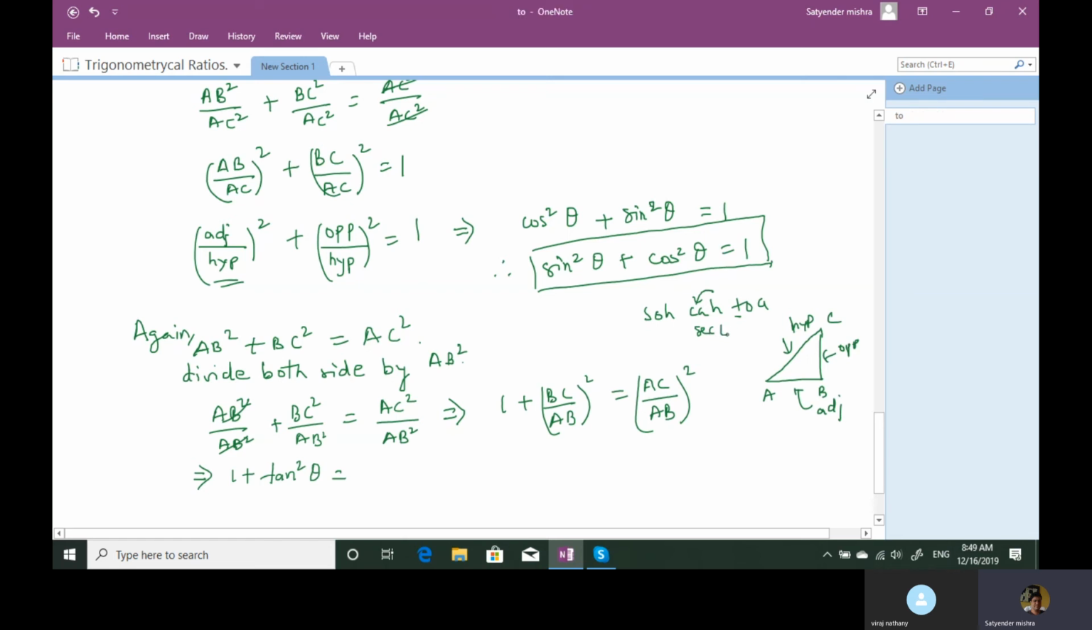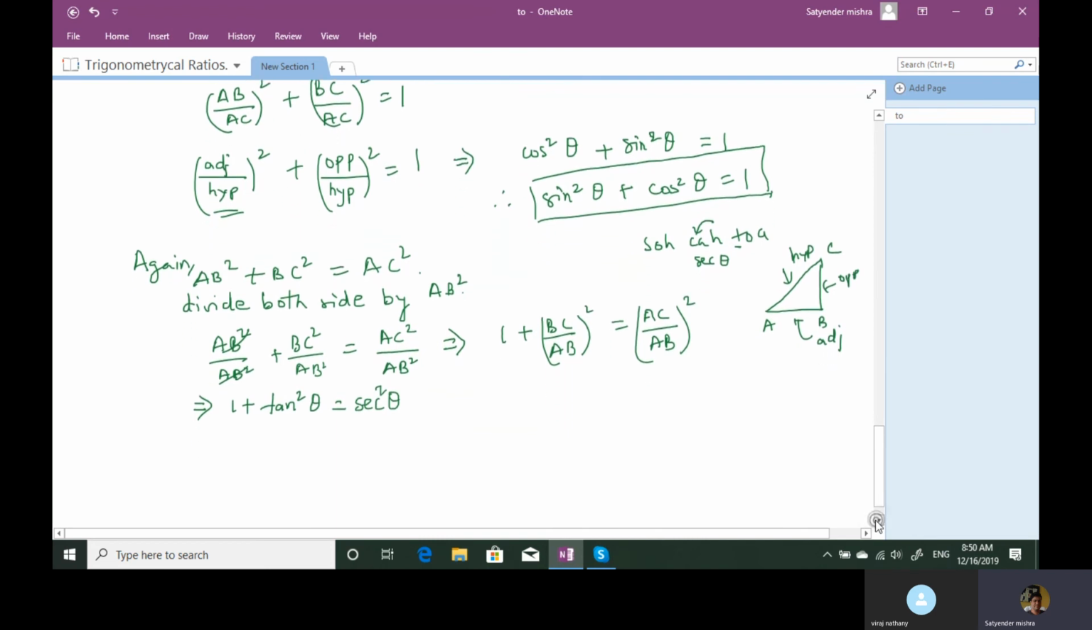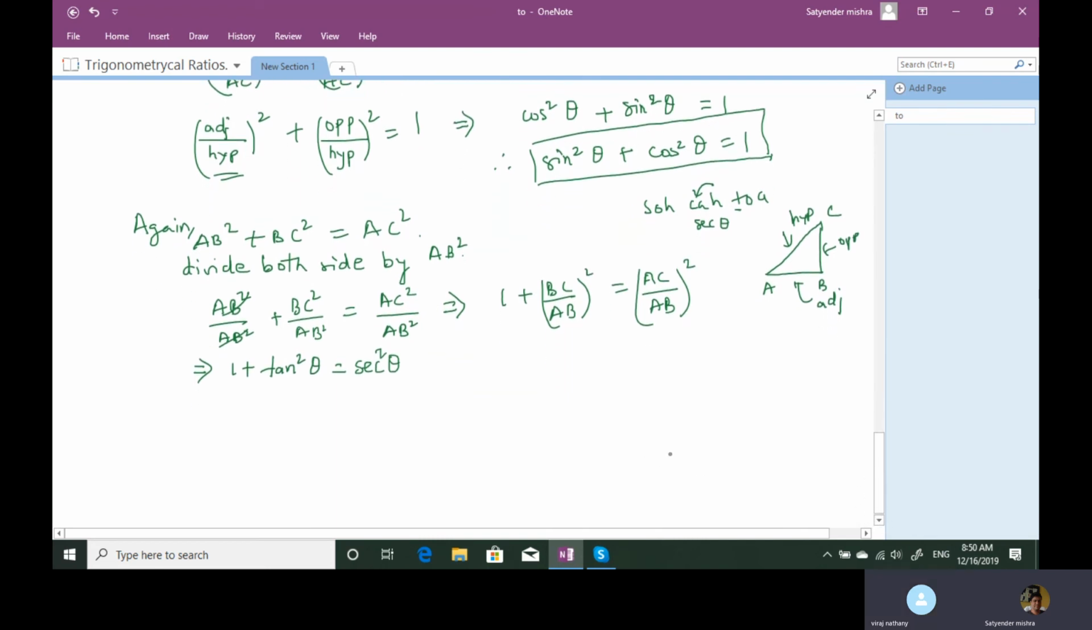The relationship is reverse, so we have to write sec square theta. Right? If the relationship is inverse, then we change the name of the ratio. So cos inverse is sec. So we write sec square theta. Understood? So again we divide. We have divided with AC, AB, and now we divide with BC.